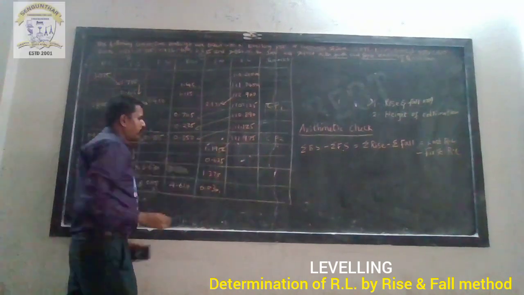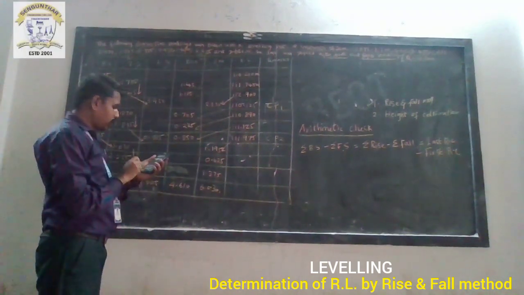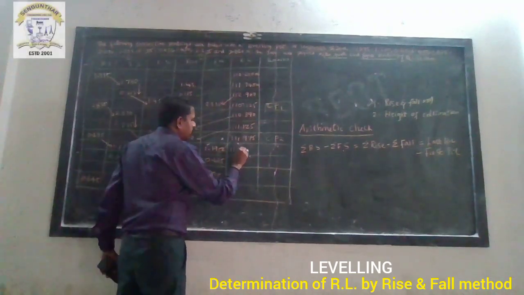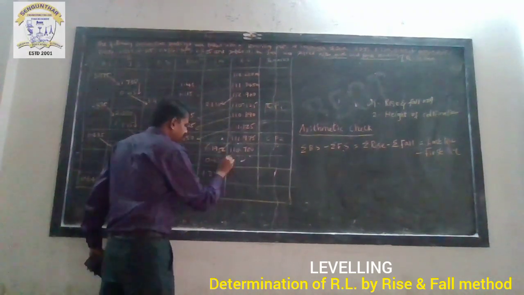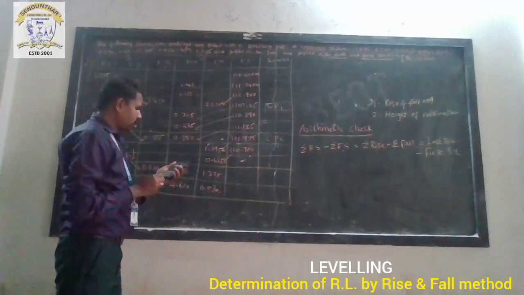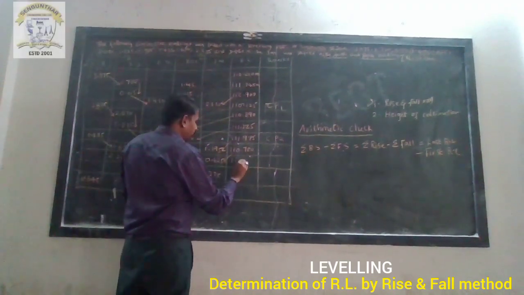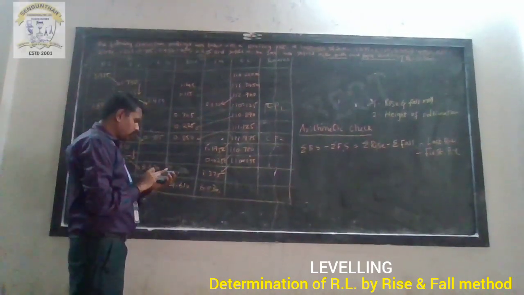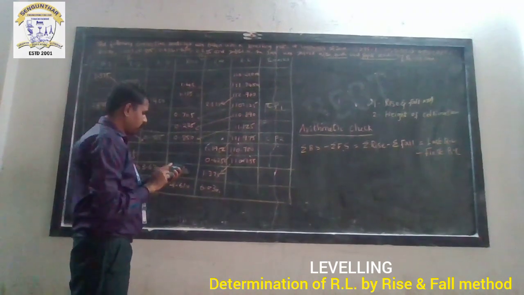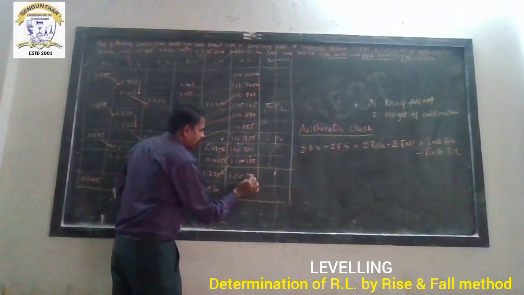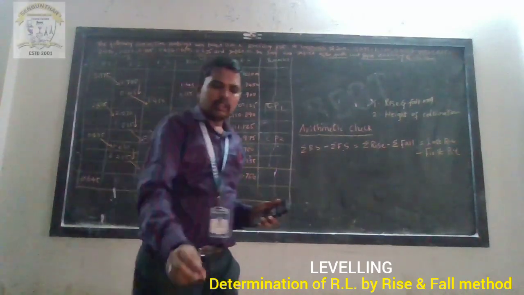See the next value. The next value is in fall. So we have to subtract 1.195. The answer is 110.780. See the next value is also minus. So minus 0.625 is equal to 110.155. See the next value is also minus 1.375. The final RL is 108.780 meter. So that's all.